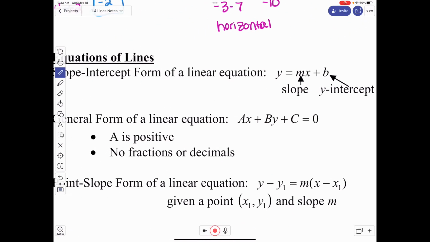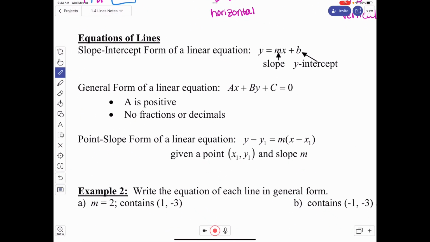Okay, so let's talk about our different equations of lines. You have slope-intercept form: y equals mx plus b. General form: a has to be positive, and you cannot have fractions or decimals, okay? And so basically everything is on one side. And again, a has to be positive, no fractions or decimals, okay? And then put it in order. You've got x, y in the middle, and then the constant by itself, the number without any variables, is going to be at the end.